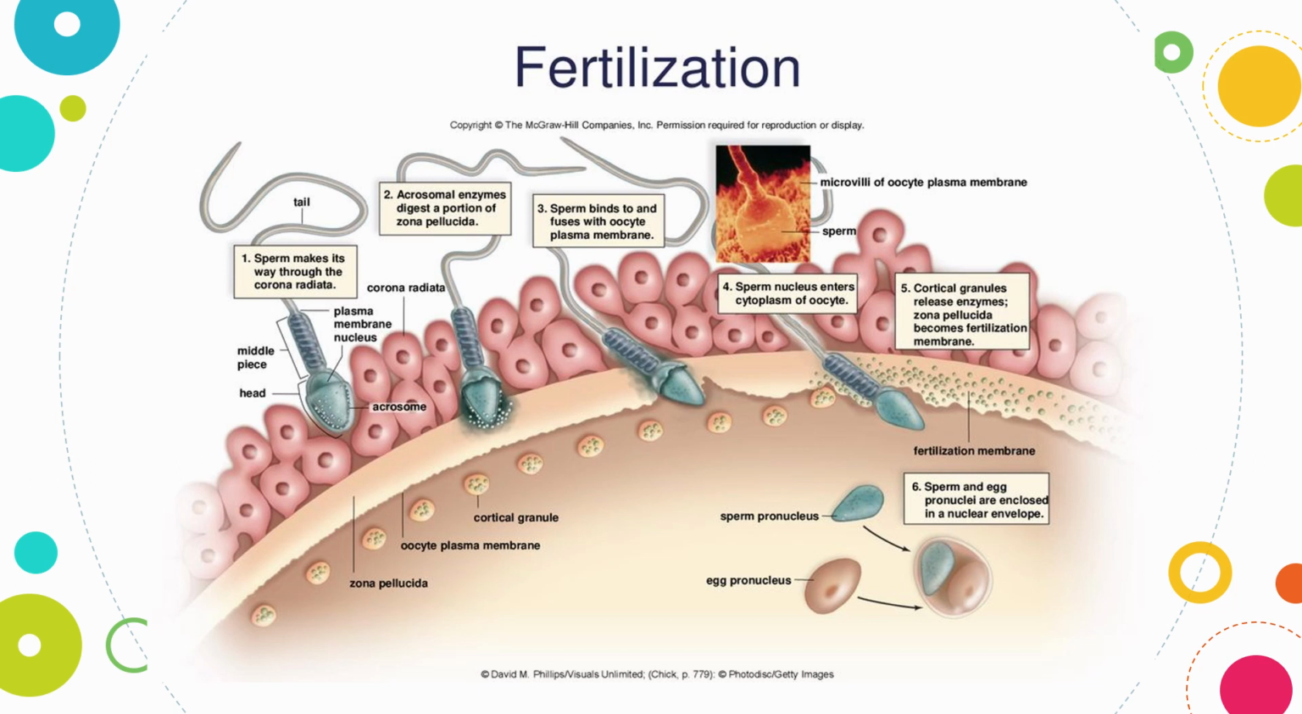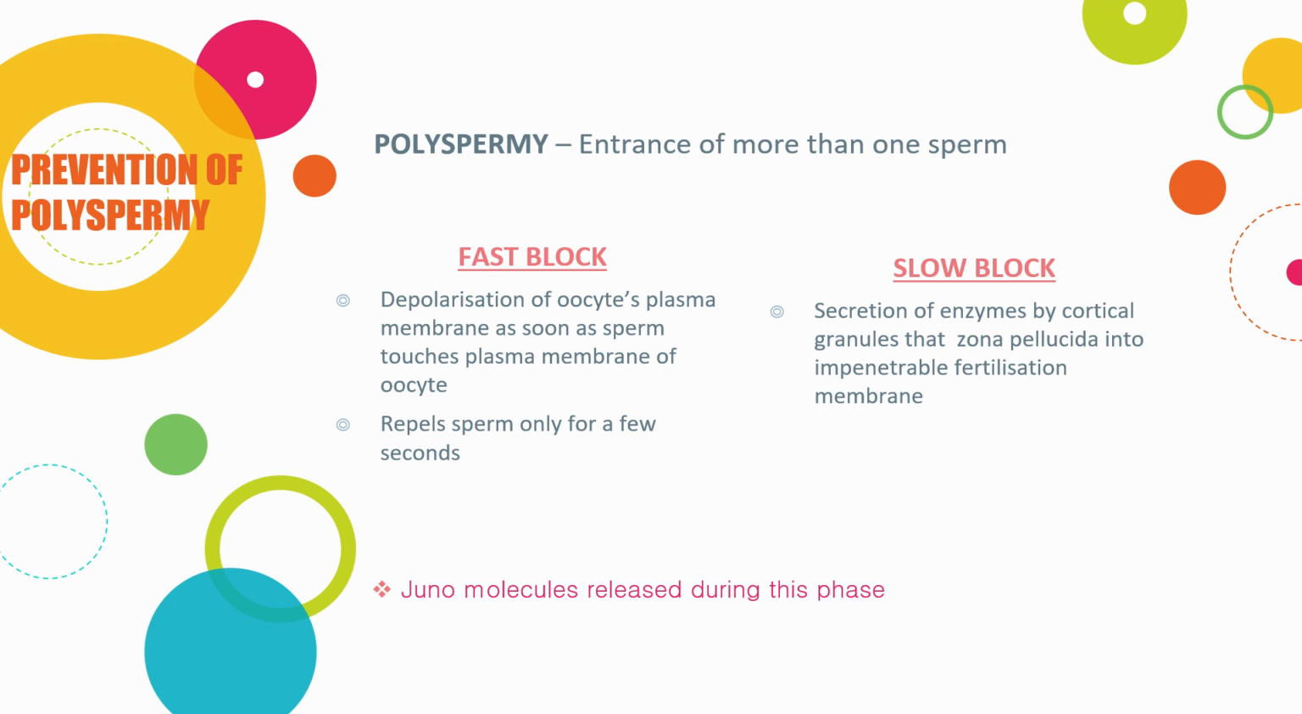So when a sperm's head manages to bind tightly to the zona pellucida, the acrosome releases digestive enzymes to forge a pathway through the zona pellucida, as I mentioned earlier. So when the first sperm successfully binds to the plasma membrane, a few events will take place to prevent polyspermy. Now, polyspermy means the entrance of more than one sperm.